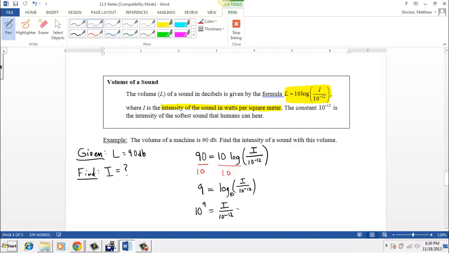So how do I get I by itself? I need to multiply both sides by 10 to the negative 12. Because that'll cause these powers to cancel. So I get I is equal to 10 to the negative 12 times 10 to the 9. We can add the powers there. We get 10 to the negative 3, which is about 0.001 watts per square meter.